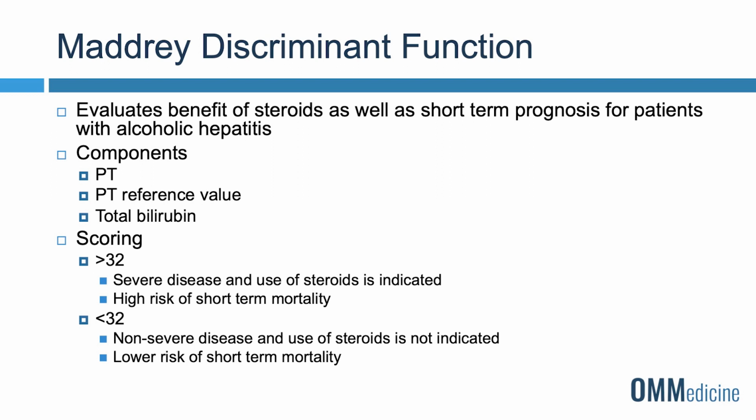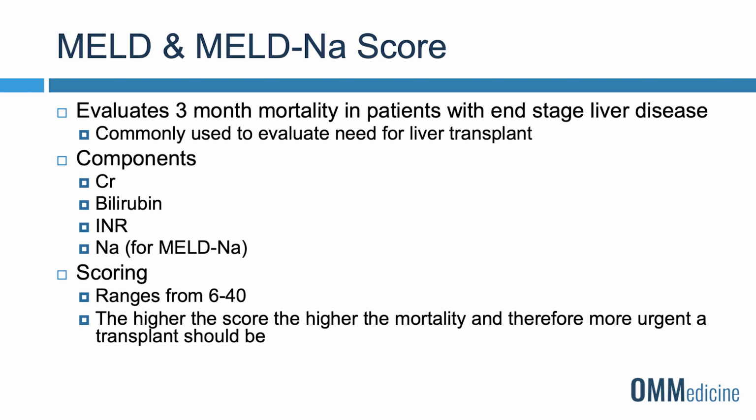And if the patient has a score greater than 32, it indicates that they have severe disease and there is a higher risk of short-term mortality, and therefore the use of steroids in this patient with alcoholic hepatitis would be indicated. Now, if a patient has a score less than 32, it would mean that they have a less severe case of alcoholic hepatitis and there is a lower risk of short-term mortality, and therefore you would not want to give these patients steroids.